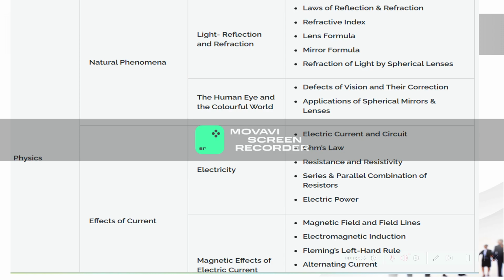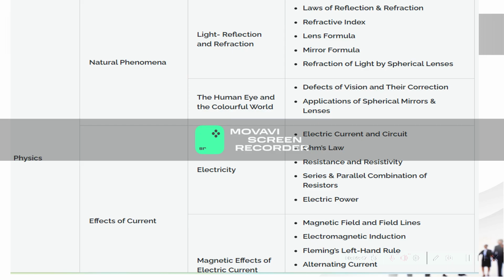Electricity, you have to focus on electric current. There are some definitions, 1 ampere, 1 ohm, 1 volt. You have to learn that. Ohm's law is very important. You can learn it like V is directly proportional to I.